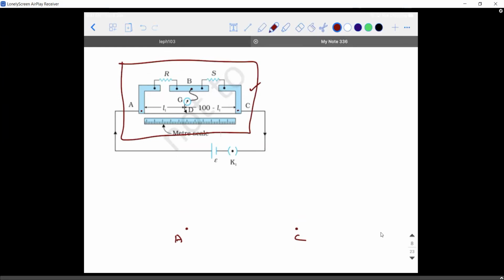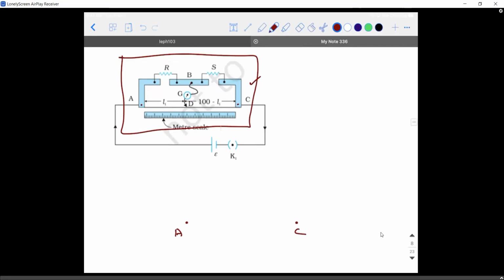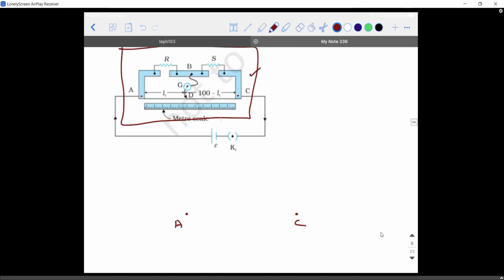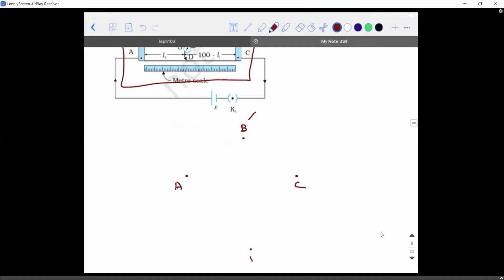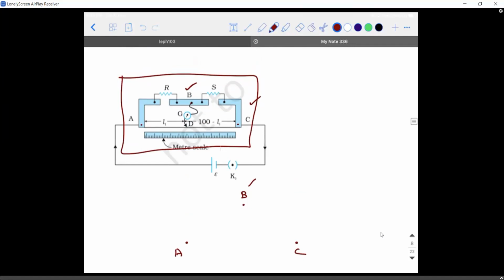right? But what did I say about Wheatstone bridges? It should be in the shape of a quadrilateral, a kite-like structure, right? So I'm going to redraw it. I will take a point D here, this point D here, and this point D here. Now tell me, this whole metal has the same resistance.